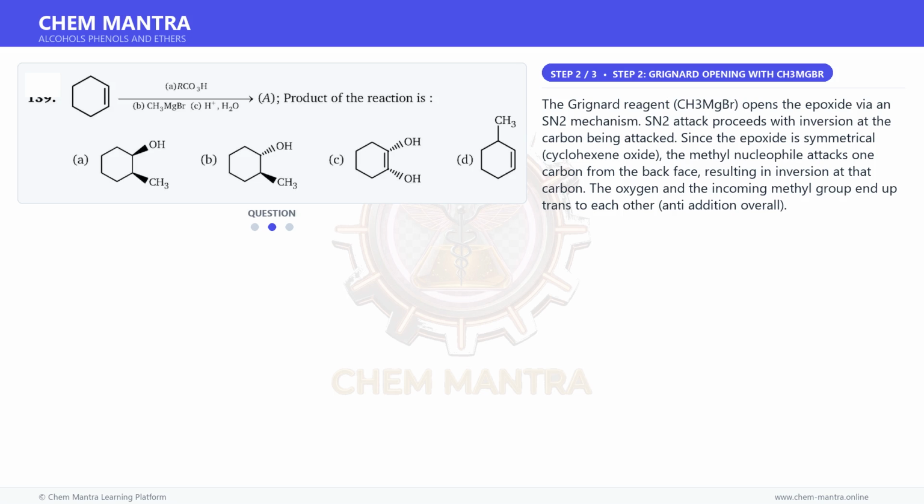The Grignard reagent, CH3MgBr, opens the epoxide via an SN2 mechanism. SN2 attack proceeds with inversion at the carbon being attacked. Since the epoxide is symmetrical, cyclohexene oxide, the methyl nucleophile attacks one carbon from the back face, resulting in inversion at that carbon. The oxygen and the incoming methyl group end up trans to each other, anti-addition overall.